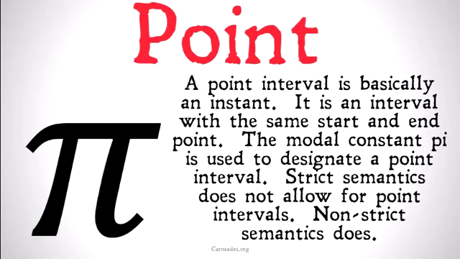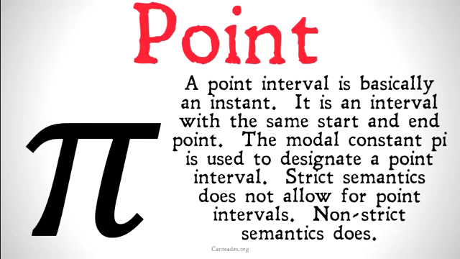So intervals are generally defined by their start and end point. An interval that has the same start and end point is going to be a point interval. The modal constant pi, that you often see representing the decimal 3.14159, and so on and so forth, is going to be used to designate a point interval. Strict semantics, that we're going to be dealing with, does not allow for point intervals. Non-strict semantics does. And that's going to be the key distinction between strict and non-strict semantics. So we're not going to be seeing much of these point intervals for the rest of the video because we are going to be focusing solely on strict semantics.